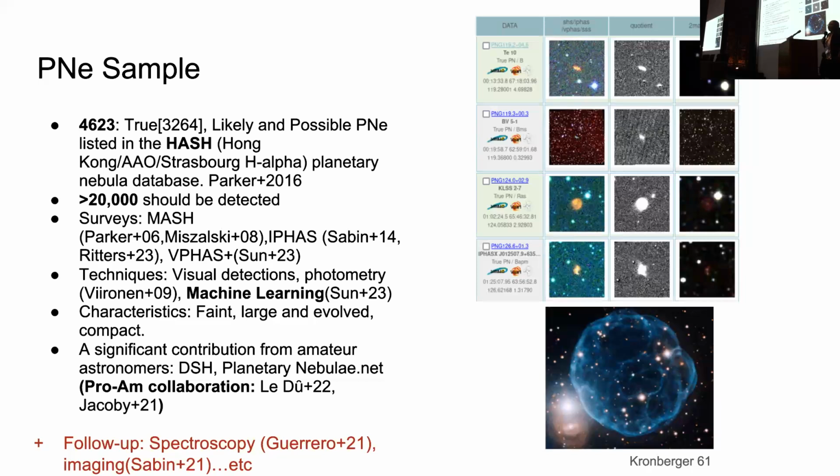That's why we didn't see them before. So they are faint, they are large, they are more evolved, but also surprisingly, we have some really compact and bright ones. So how did we miss those? Well, basically, they were in plain sight.